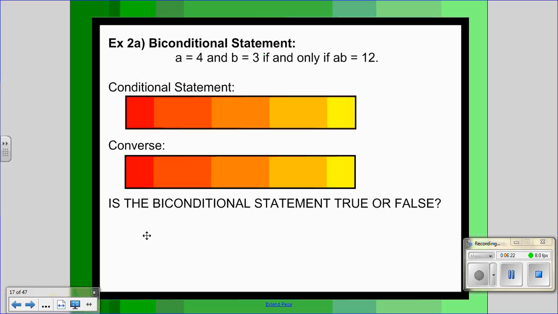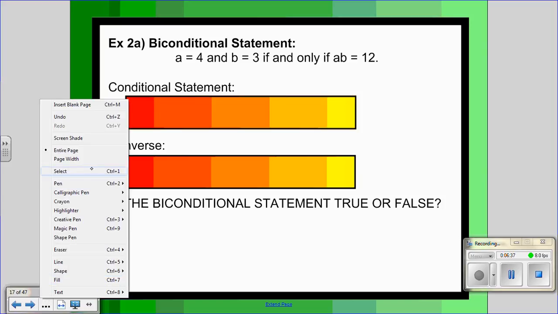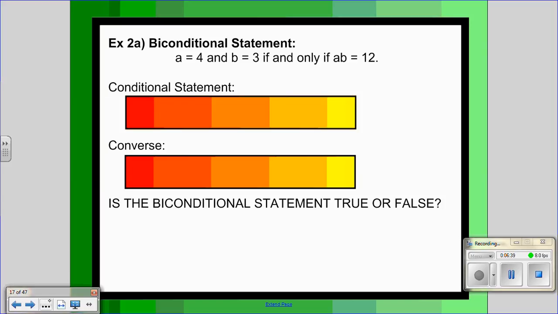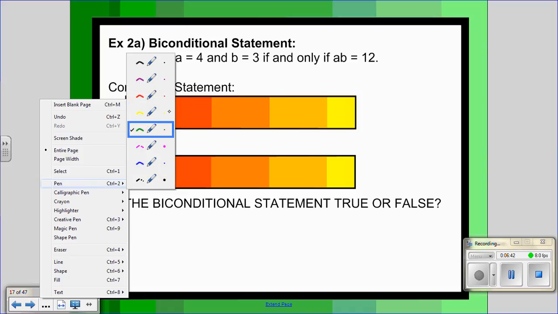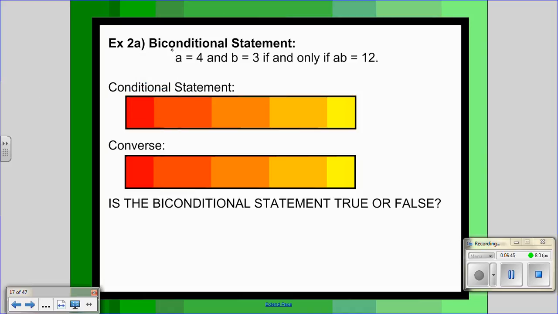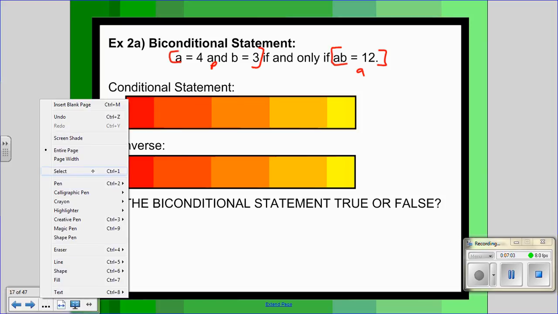Now in these next set of examples, they give us the biconditional and we have to be able to break it apart into the original conditional statement and the converse. So think back to the very first slide. When we had the biconditional, it was always written as P if and only if Q. So you might want to highlight that fact. So this portion would be P. This portion would be Q. So if that is true, when I write the conditional statement, the conditional is if P, then Q.